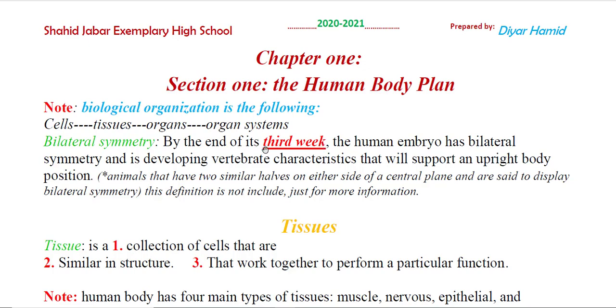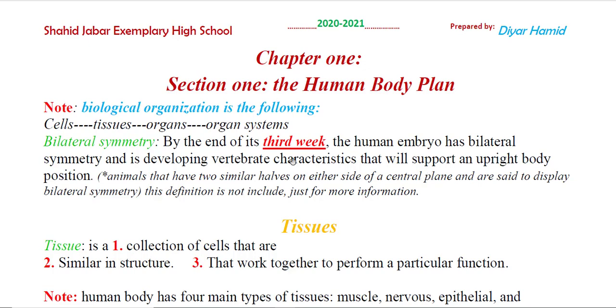So, during which of the following will bilateral symmetry appear? During the third week of pregnancy, not the third month, third trimester, or third day. Just the third week. And the developing vertebral characteristics, all of the vertebral characteristics that support an upright body position of an animal, will appear in the third week of the pregnancy.